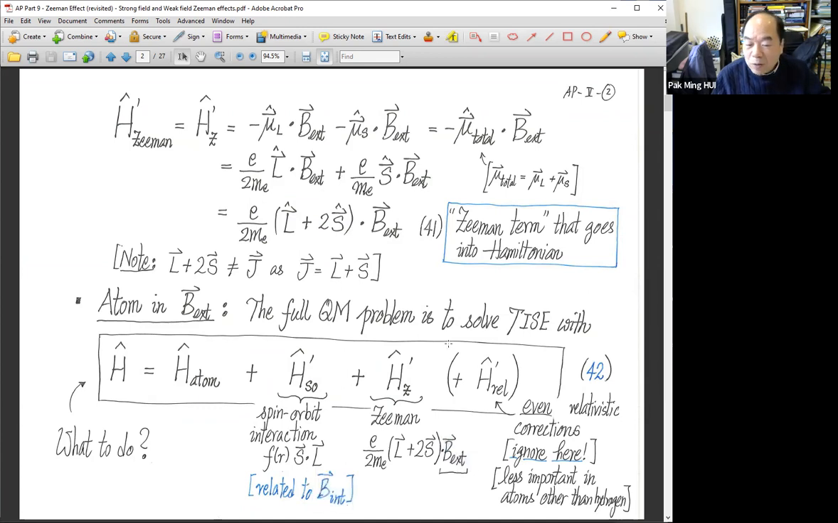At this moment, we don't want to worry about the relativistic effect. It will make the story too complicated. So this term, I put it here with a bracket, and then I will drop it. That's okay for other atoms. Hydrogen, it depends. So all in all, we have this situation.